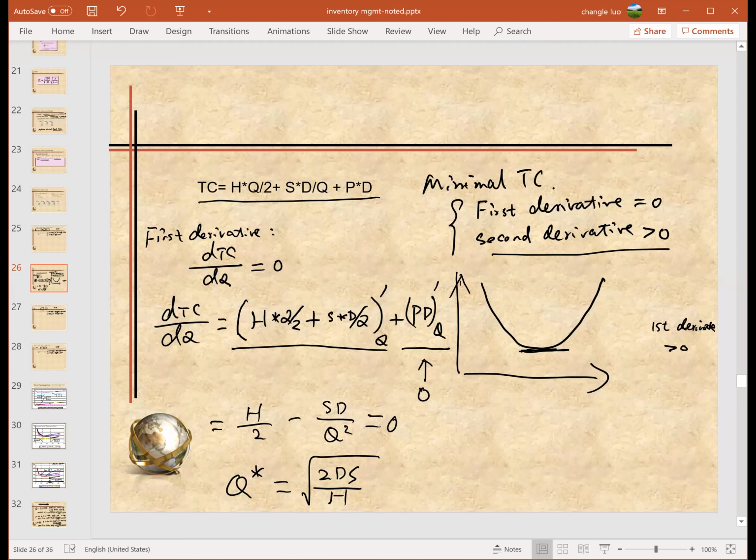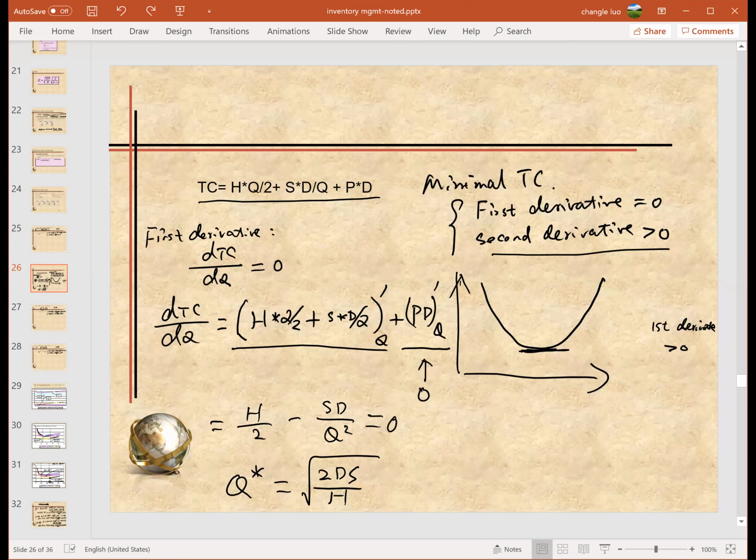If you take the derivative of this part again on Q, it's always positive. So the second derivative is actually always positive. I'm going to skip that proof part. Instead, we're going to focus on our work. The interesting part is that our Q star is exactly the same as before. It's 2DS divided by H, take a square root.